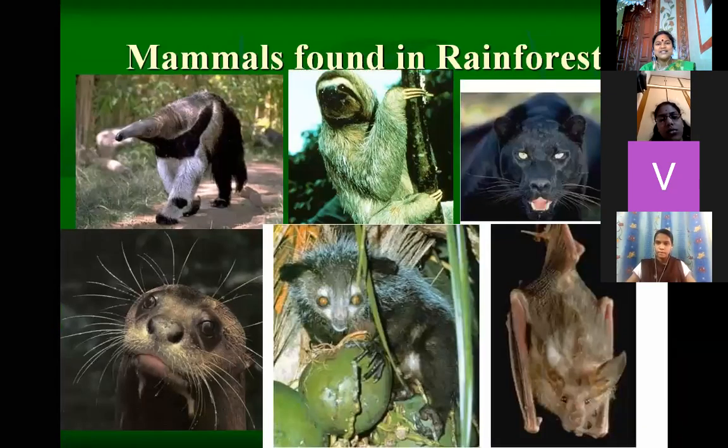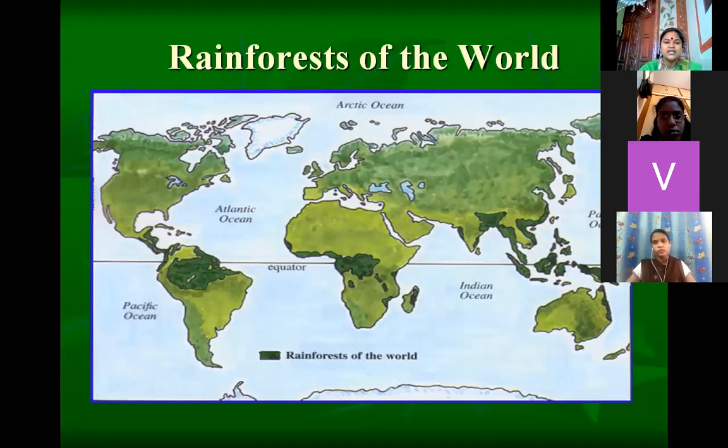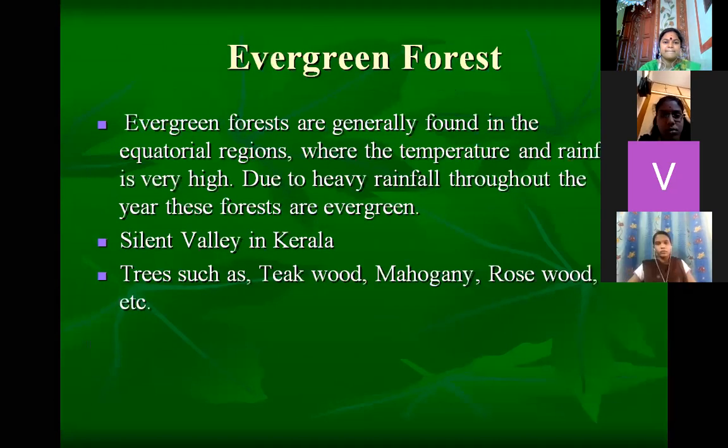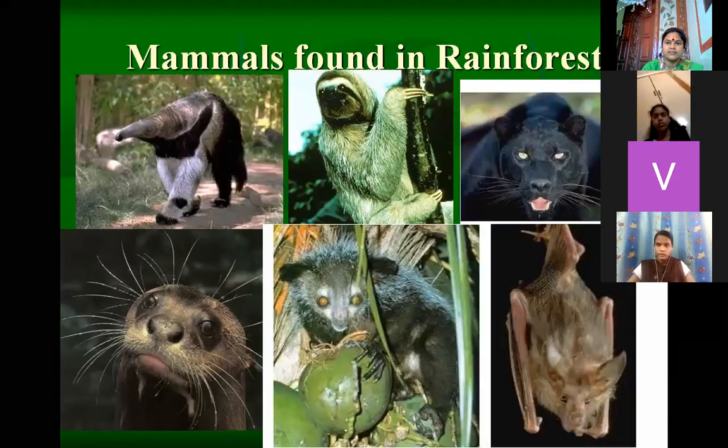See, these are all the mammals found in rainforest. Look at this type of animal, like anteaters, which has a sharp mouth. Then types of monkey, then black cheetah, okay, then mongoose, and all the other animals, bats, sloth, like that. So these are all the mammals found in rainforests.